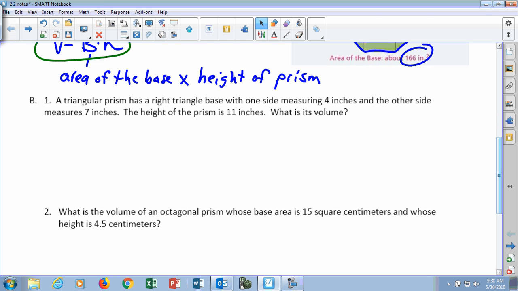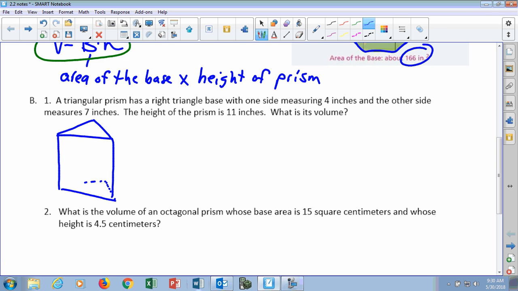So in B, we had a triangular prism. If I attempt to draw this, something like, you get the idea, right? All right, so it says that this was 4, this was 7, and the height was 11. So let's go with you guys in the middle. What did you guys come up with? What was your answer? Okay, that's right. So tell me how you found it.